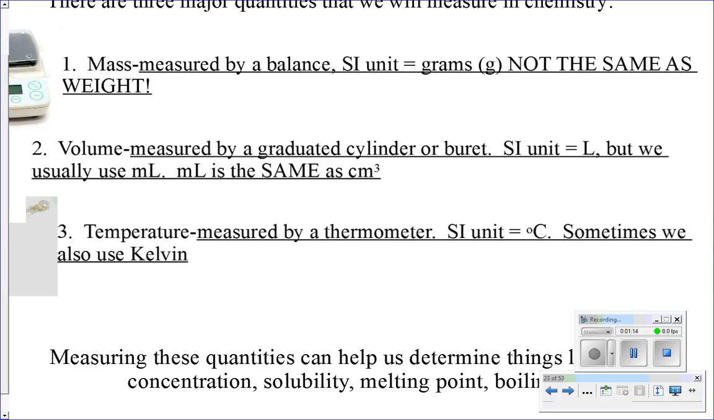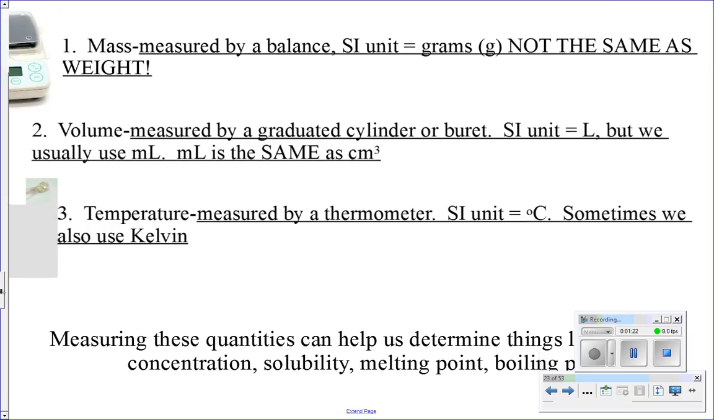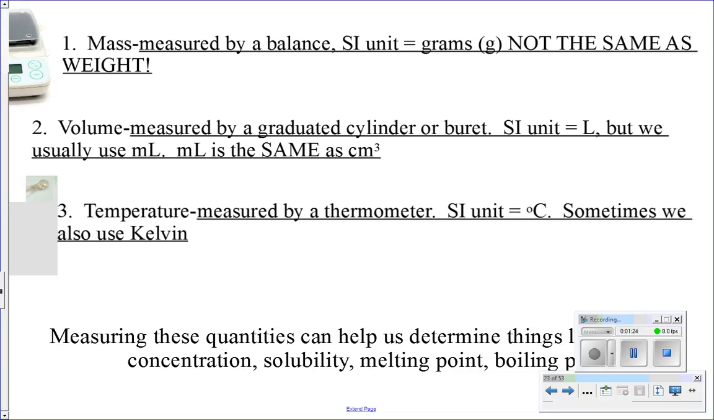Temperature is the last thing we're going to measure, and this is measured using a thermometer. Our SI unit for temperature is degrees Celsius. Also, sometimes we're going to be using Kelvin this year. Kelvin is important in certain types of calculations. We don't have thermometers that measure it directly, but it's extremely easy to convert. We do not use Fahrenheit.